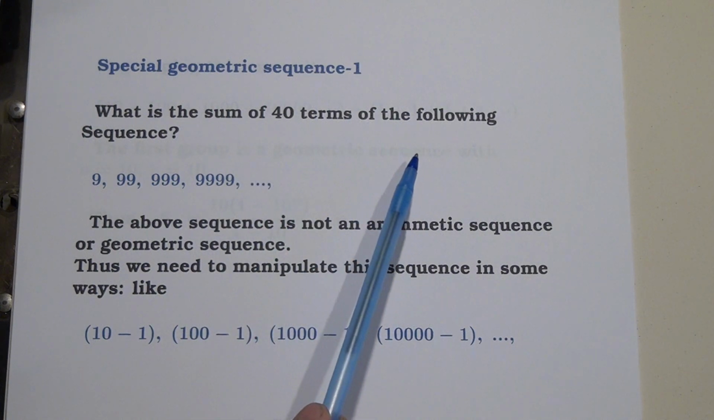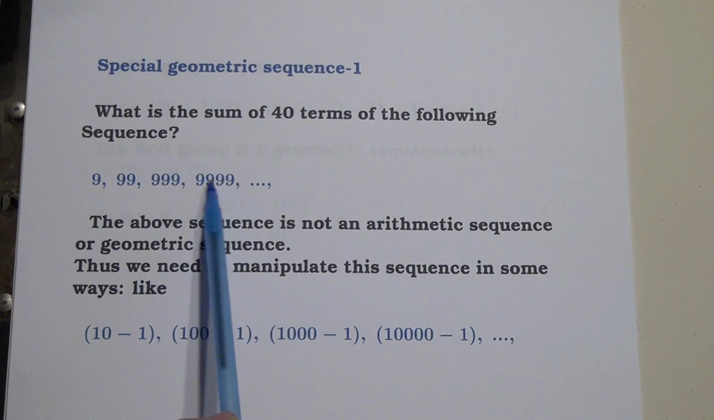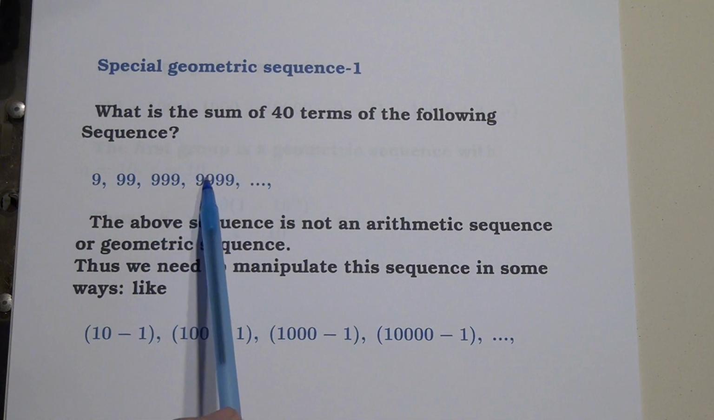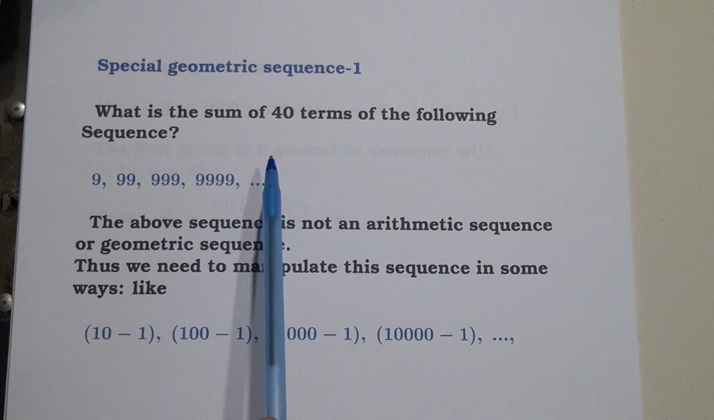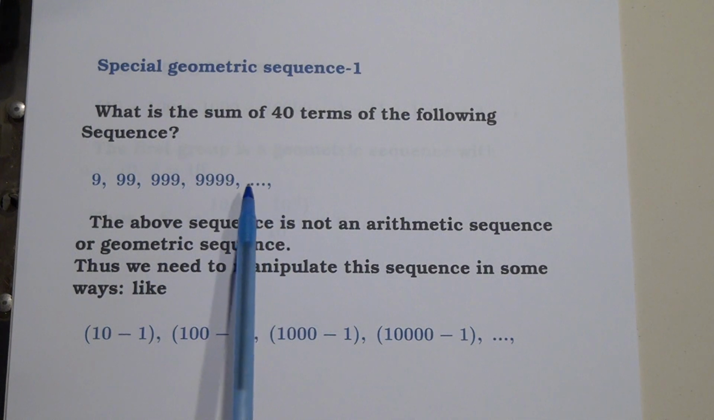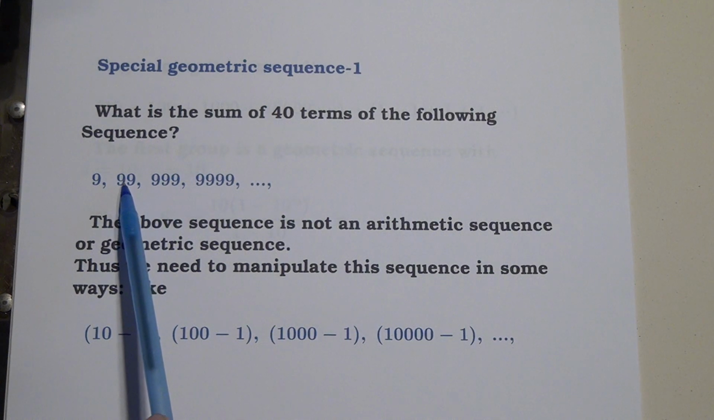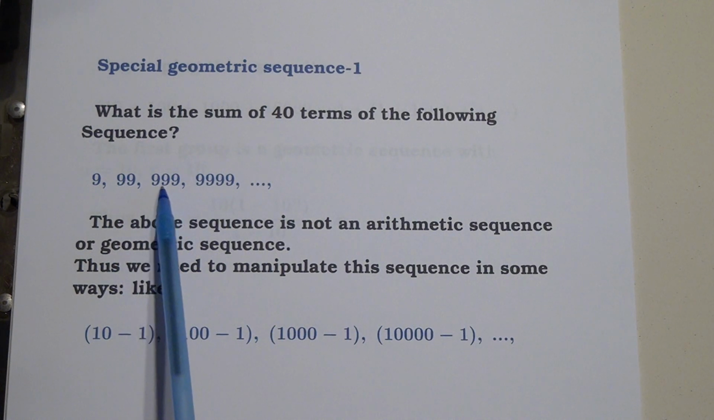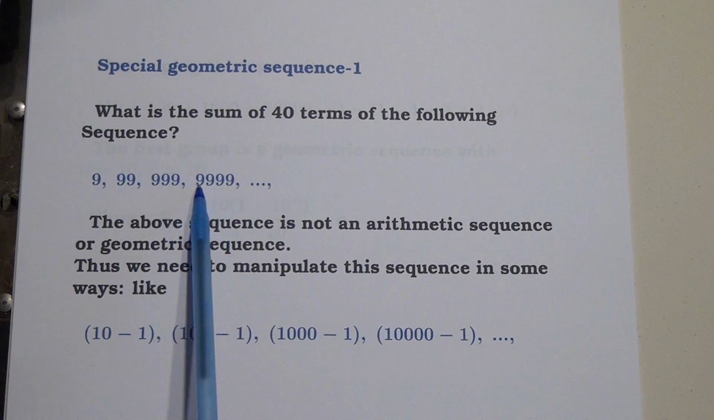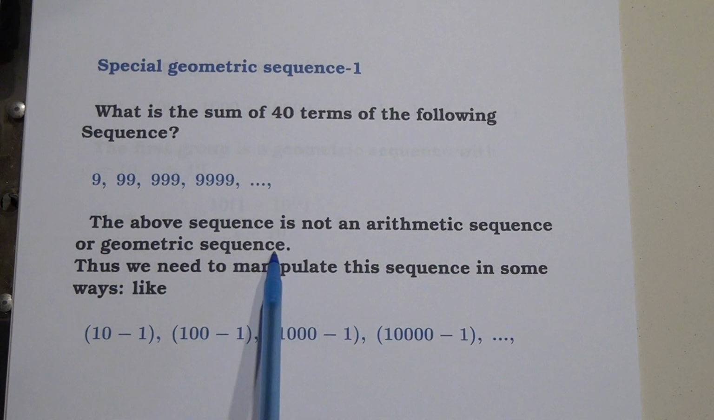Okay, what is the sum of 40 terms of the following sequence? 9, 99, 999, 9999. When the values change to these huge values, we had better put aside thinking of arithmetic sequence material. If you check, 9 times 11 is 99, but if you multiply by 11 again, you don't get 999. And the above sequence is not an arithmetic sequence or a geometric sequence.